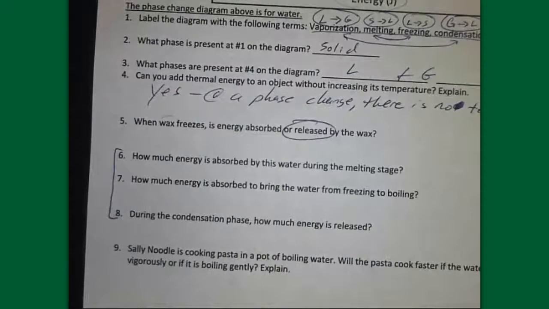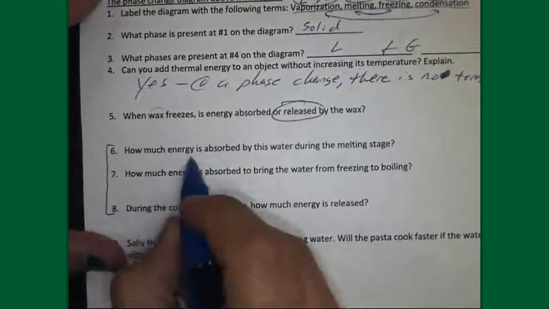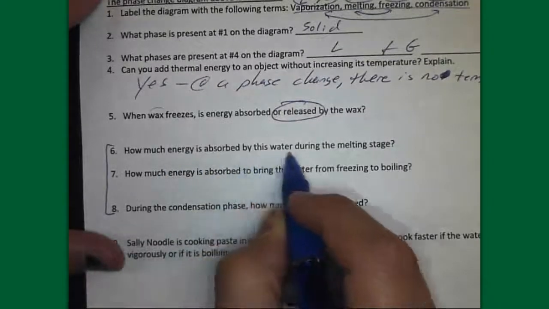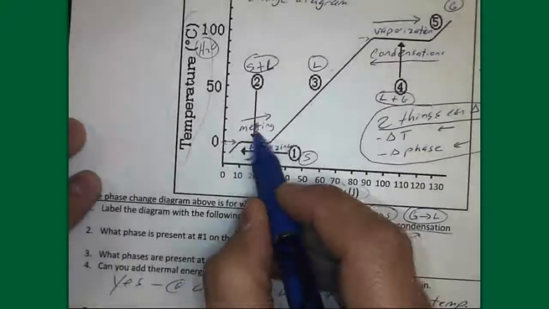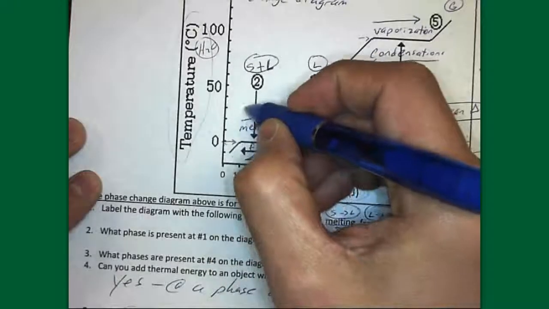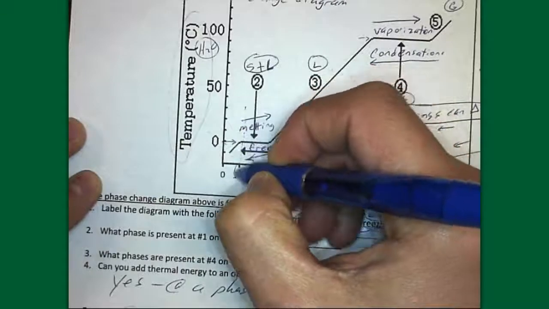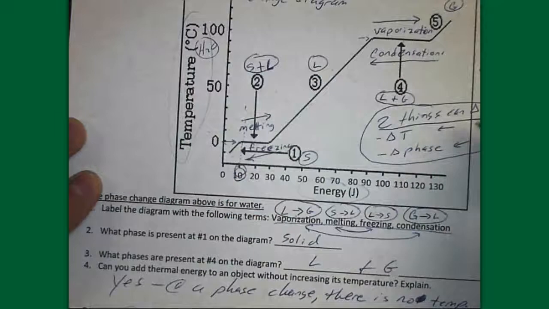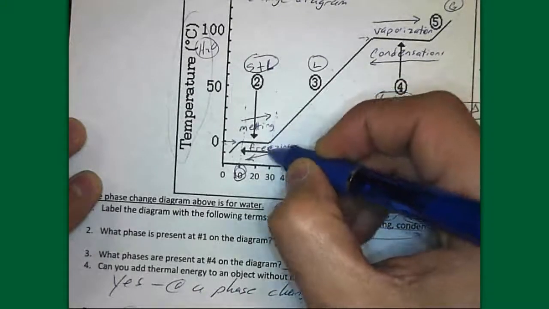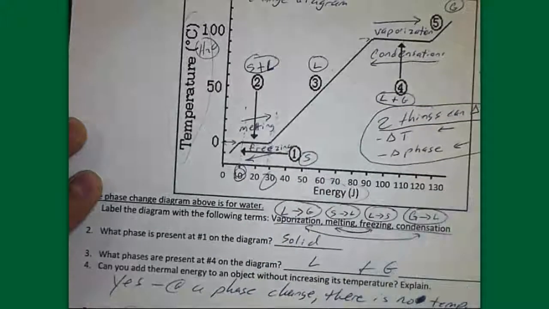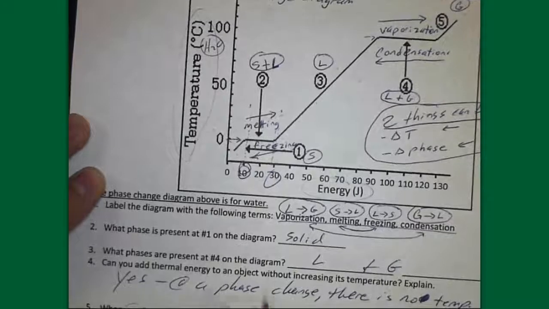much heat is released and absorbed, and we can do that very easily by looking at the graph. So for instance, how much energy is absorbed by this water during the melting stage? Well, here's the melting stage right here. And you'll notice that when we begin melting, the substance contains 10 joules of energy. And when melting is finished, all the substance is now a liquid, you have approximately 30 joules of energy. Which means that from here to here, you had to add 20 joules of energy to bring that about.